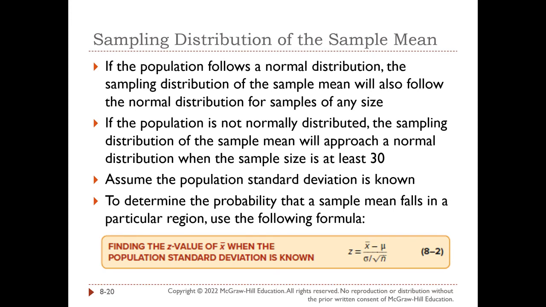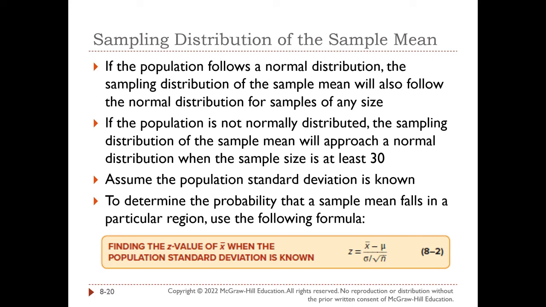So, with our sampling distribution of the sample mean, if the population follows a normal distribution, the sampling distribution of the sample mean will also follow a normal distribution for samples of any size. If the population is not normally distributed, the sampling distribution of the sample mean will approach a normal one when the sample size at least hits 30. Assume the population standard deviation is known. Again, we're always getting to unknown ones later on in later chapters.